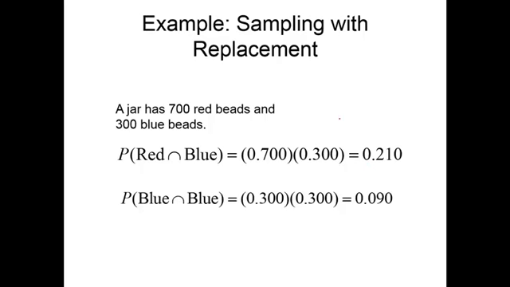Alright, sampling with replacement. So a jar has 700 red beads and 300 blue beads. You choose a red and then choose a blue. That's a 0.7 probability of getting a red the first time, and a 0.3 probability of getting a blue the second time. The probability of getting a red and a blue is 0.21. The probability of getting a blue and a blue, a 0.3 the first time and a 0.3 the second time, would be 0.09 to get it both times.